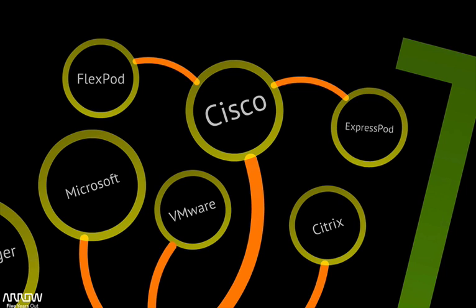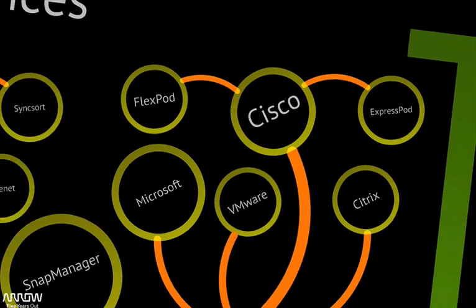NetApp also have strong relationships with Microsoft, VMware and Citrix. A lot of NetApp functionality is actually tied in to their management systems. So for instance, vCenter, vSphere, Citrix and Microsoft Hyper-V System Center. There's a lot of functionality that crosses over between the two. So if you are interested, please give us a shout.